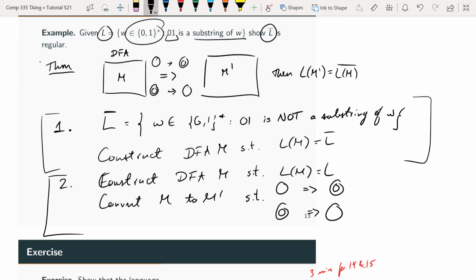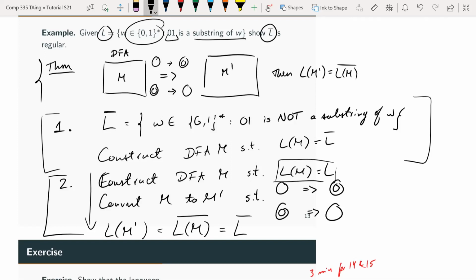And there's a theorem that tells us that the language accepted by M prime will be equal to the complement of the language accepted by M. The language accepted by M is equal to L, and so L of M complement is going to equal L complement. By this process, we will have shown that there is a DFA M prime such that the language accepted by M prime is equal to L complement, which means that L complement is regular.